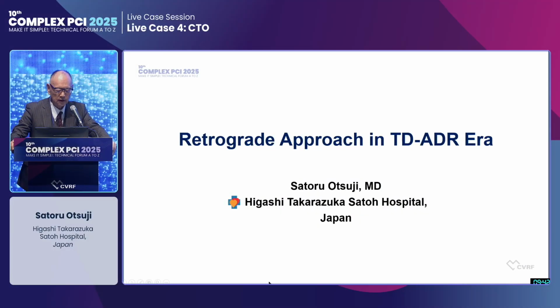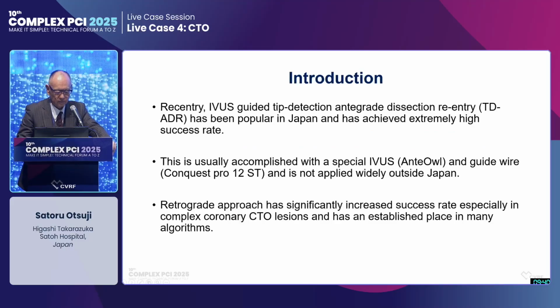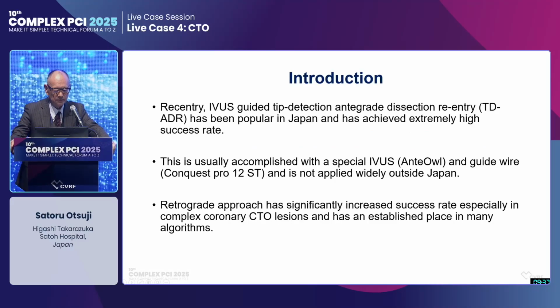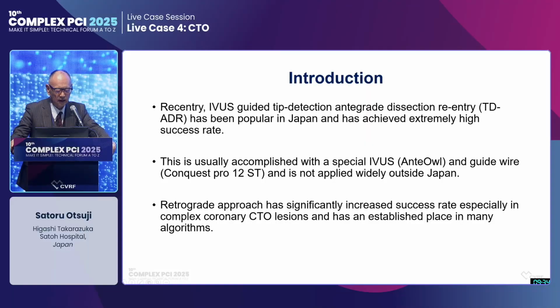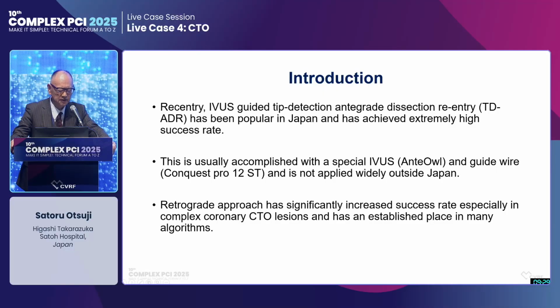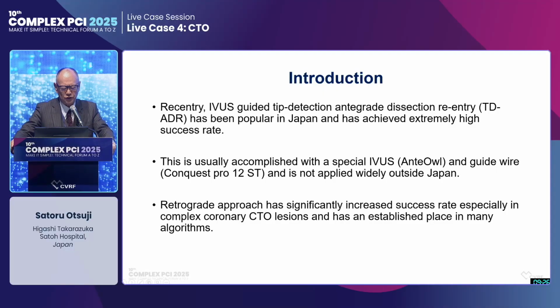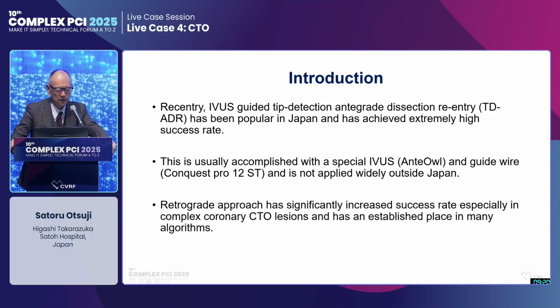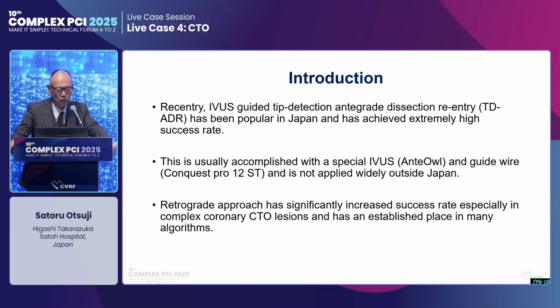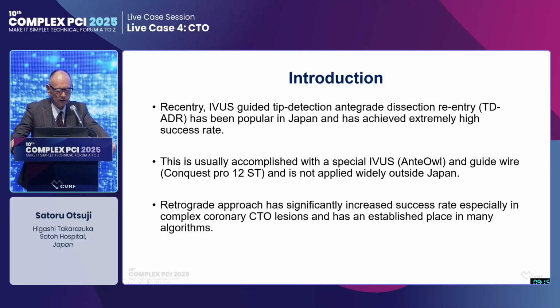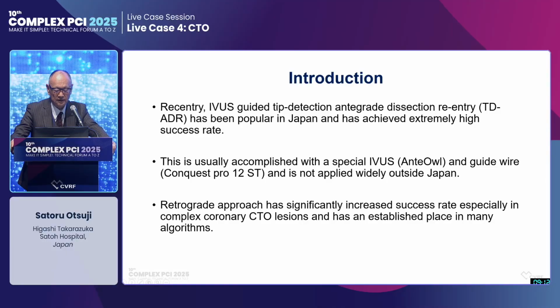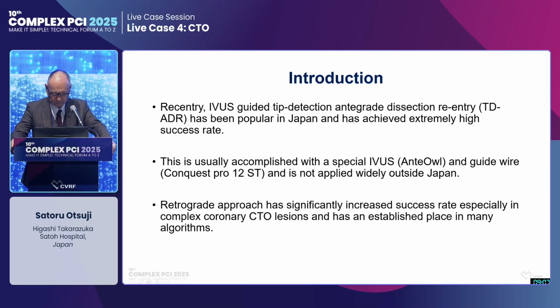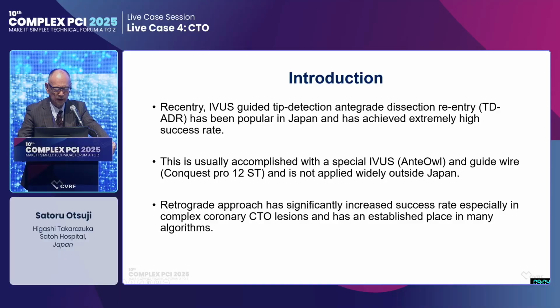I'd like to talk about this title. Recently, IVUS-guided tip detection integrated dissection reentry, TD-ADR, has been popular in Japan and has achieved an extremely high success rate. But this is usually accomplished with a special IVUS, Terumo Antewol, and a guide wire, Conquest Pro 12ST, and is not applied widely outside Japan. The retrograde approach has significantly increased success rate, especially in complex coronary CTO regions, and has an established place in many algorithms.